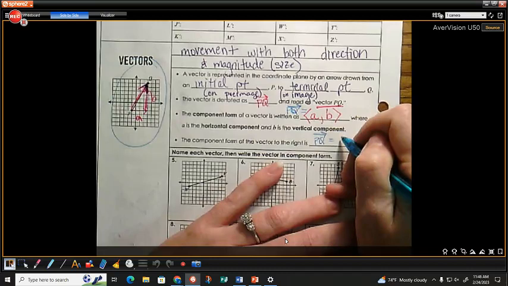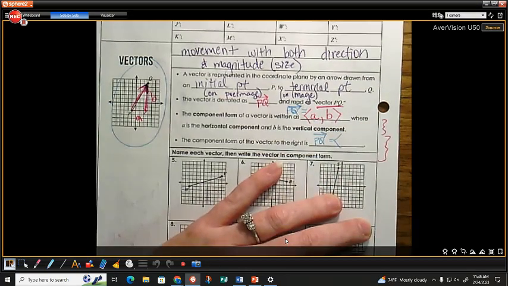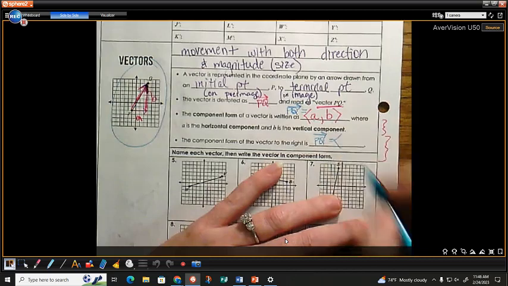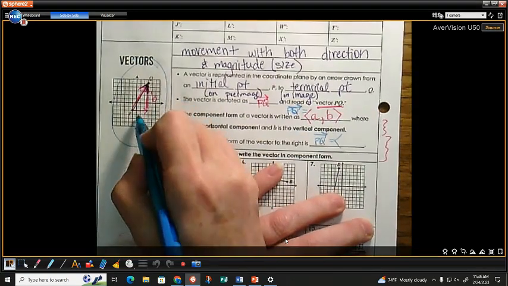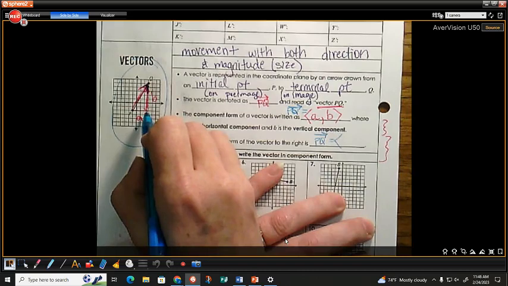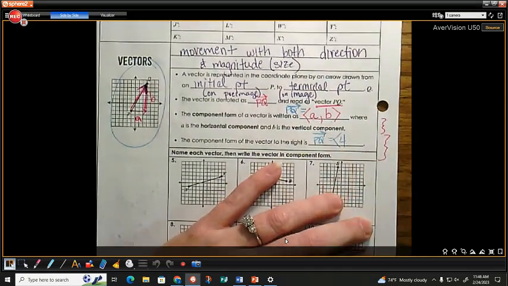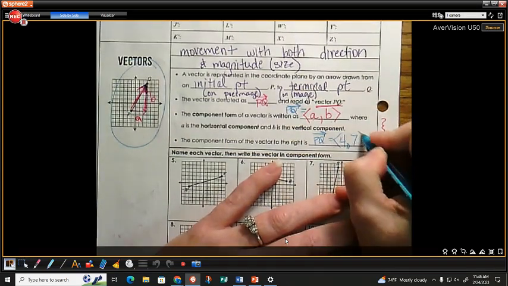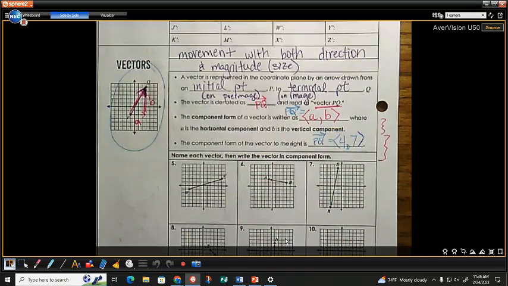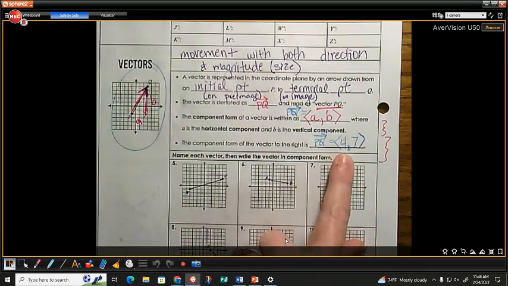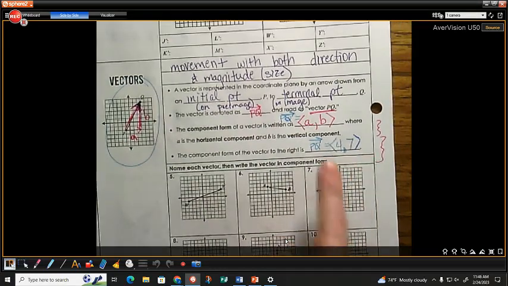What would I write? First, I'm going to put my arrow bracket. And what's going to go in that first slot? 4. And what kind of 4? How do I show it's going right? A positive 4. Do you have to write the plus? No, you get to be lazy. But if you see a positive 4, you know it's going right 4. And then how far up and down is my vertical component? Is it 7? Yes. Okay, because that's too small for me to count. So vector PQ is written in component form as 4, 7 with the little arrow brackets.